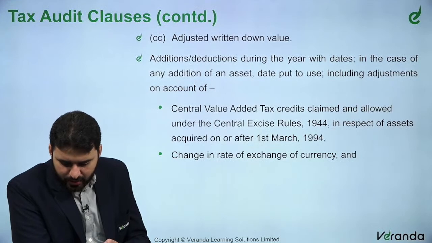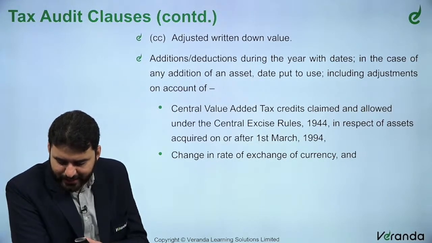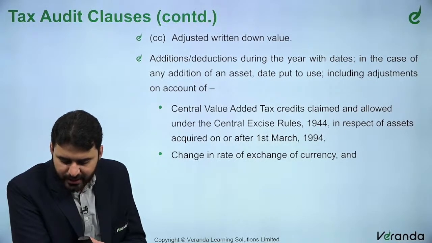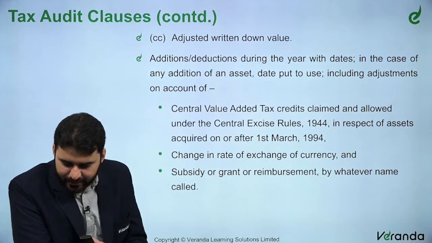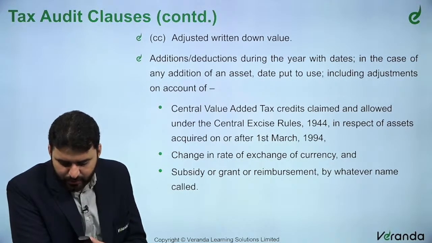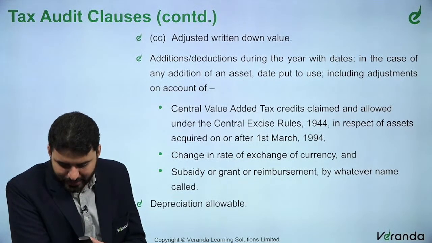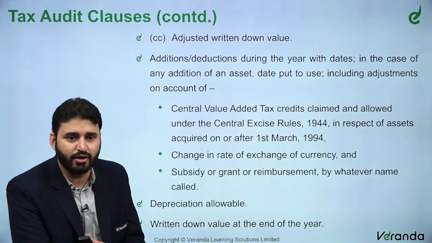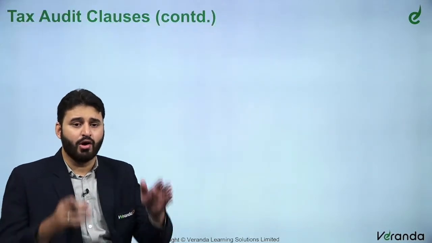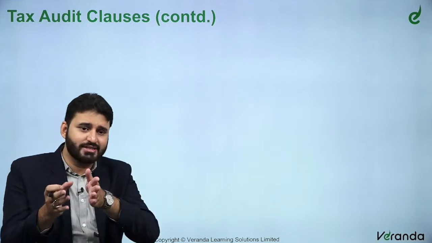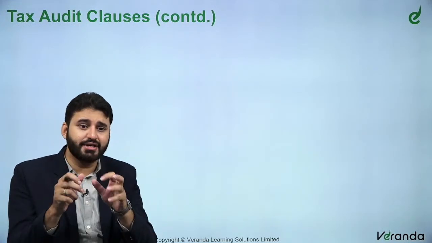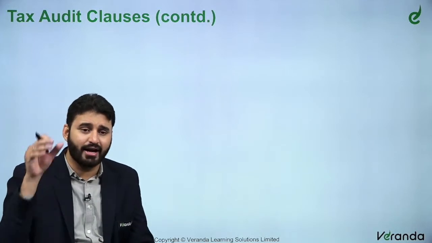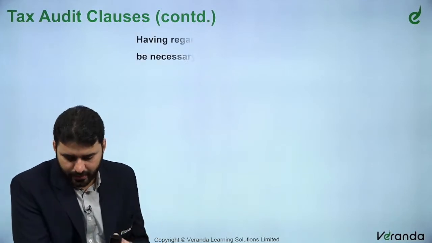Change in rate on account of central value added tax credits allowed under central excise rules in respect of assets acquired on or after 1st March. Change in rate of exchange, all this will not be possible, and subsidy, grants or reimbursement by whatever name called. Depreciation allowable, written down value at the end of the year. So you have to have a schedule, sir. Opening, additions, depreciation, closing. For your additions, you will have to give us a list of all the additions asset wise.